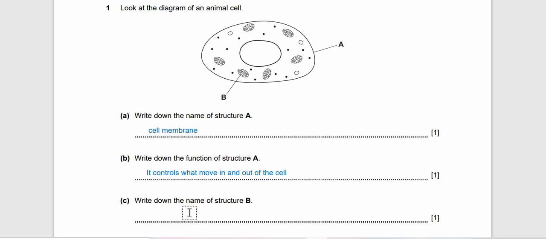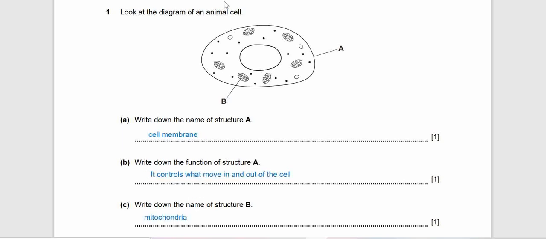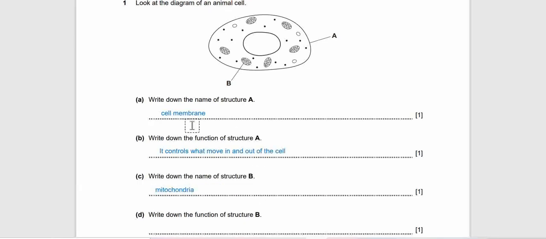Alright, let's open up the answer for 1C. Okay, 1C is mitochondria. Structure B is a mitochondria. This is an animal cells. So the option is mitochondria. Next question 1D. Here we go, 1D. Write down the function of structure B.